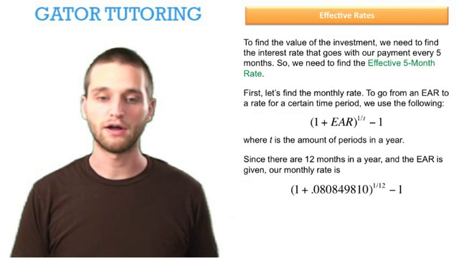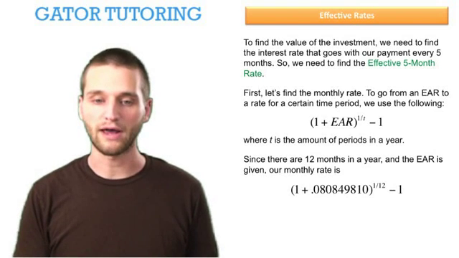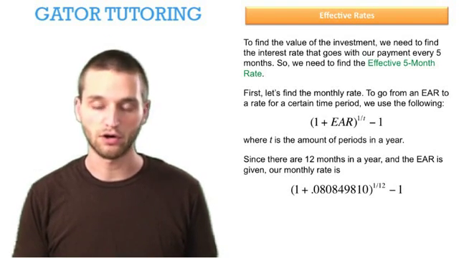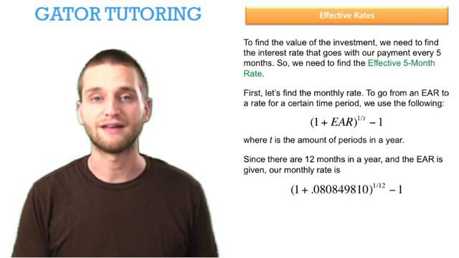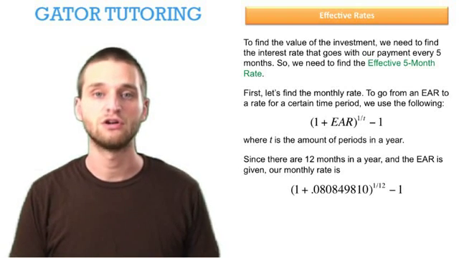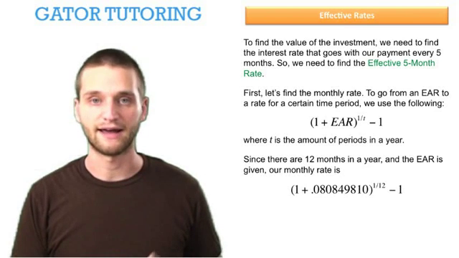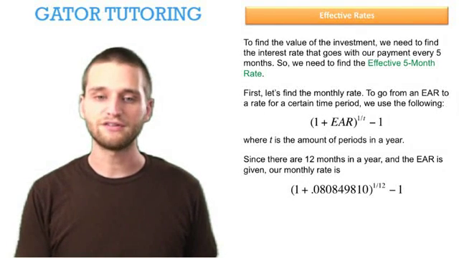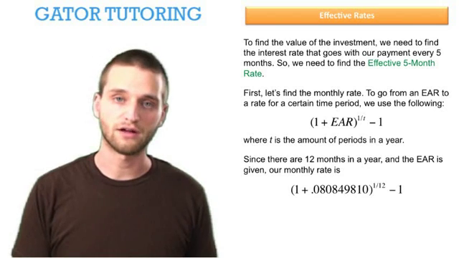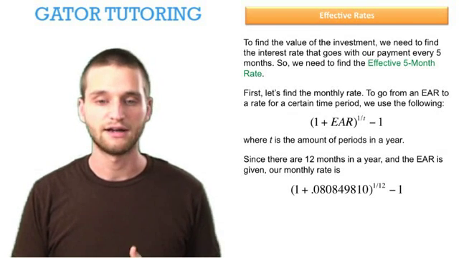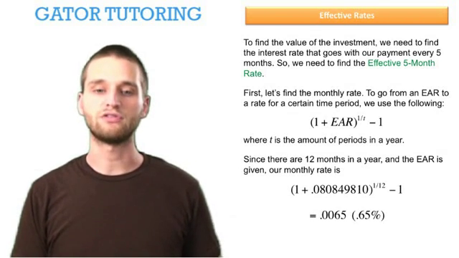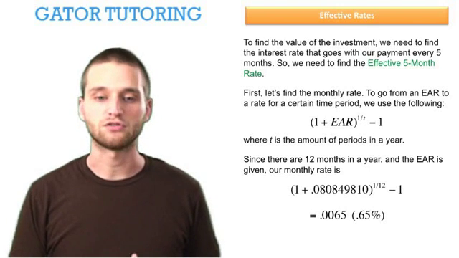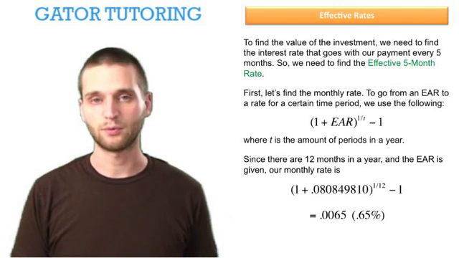We just hit 1 plus 0.080849810, which is our effective annual rate in decimal form. So when we use this equation, we have to input the interest rate as a decimal. And we raise that to the 1 divided by 12, again, since there are 12 months in a year. And then we subtract 1, and we see that our nominal monthly rate is 0.0065, which is 0.65%.